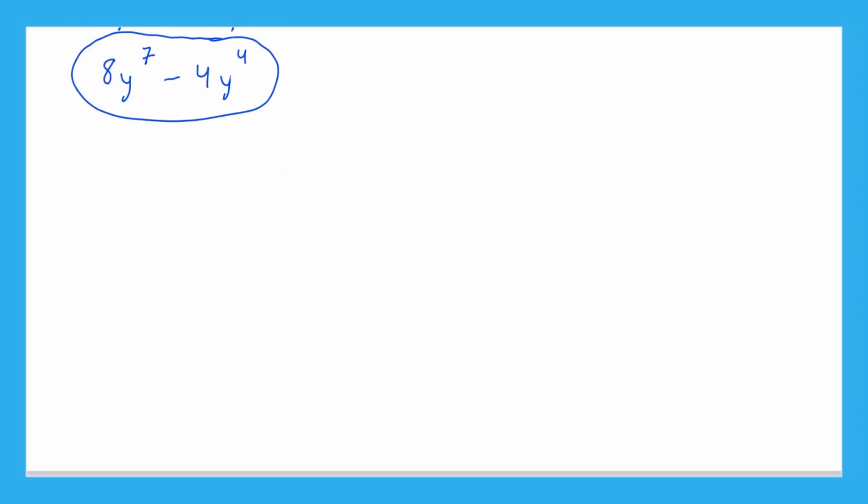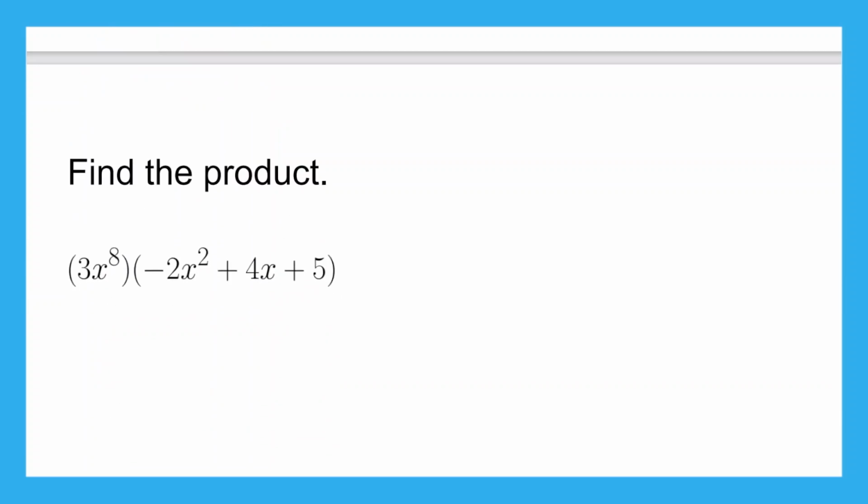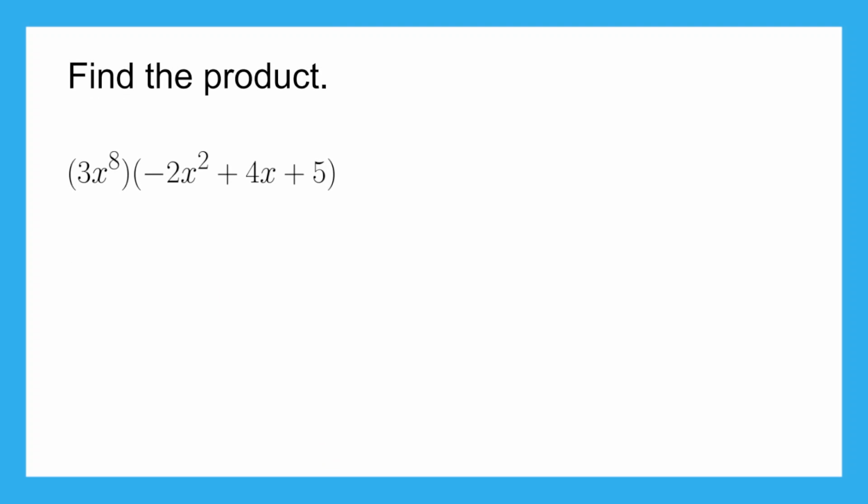Let's do another example here. This time we have a trinomial in the second set of parentheses, so it'll take a little bit longer, but the logic is the same. So just as a review, we're going to do 3x to the 8th times negative 2x squared, and then 3x to the 8th times 4x, and then 3x to the 8th times 5. And then we'll simplify if possible, and then we'll be done.